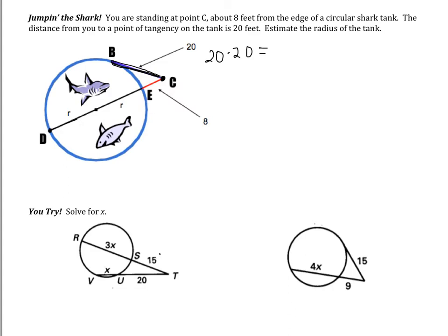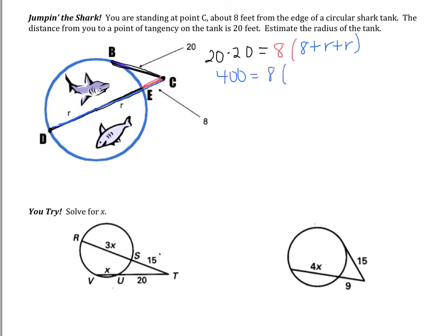Now let's look at our other segment. This is a secant. In this case, the outside part is right here. The outside part is 8. And then this, DC, is the entire segment, so that's going to be 8 plus R plus another R. Okay, on the left side, this becomes 400.